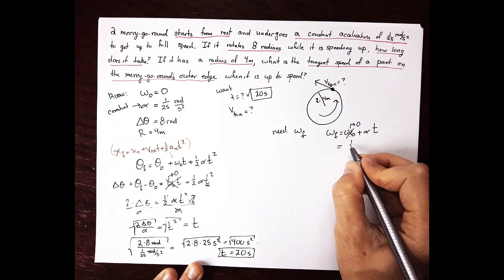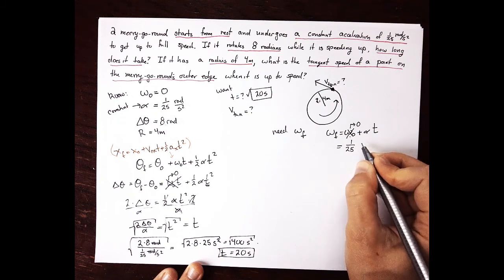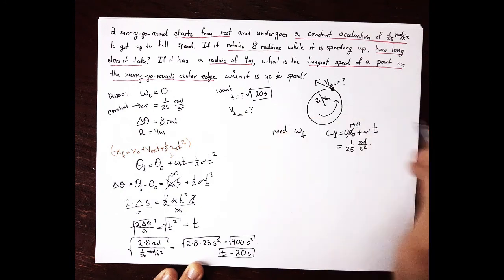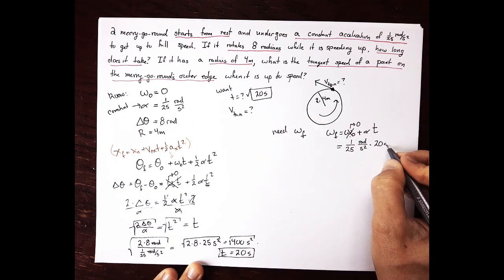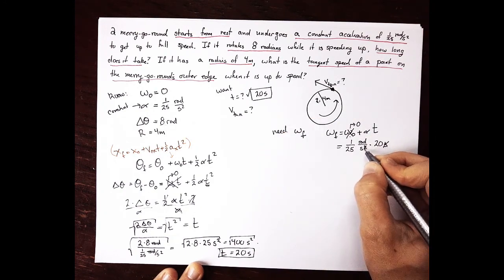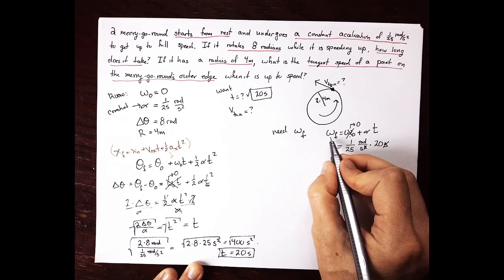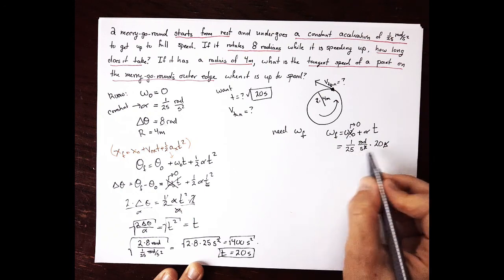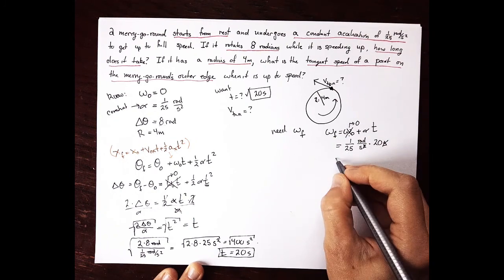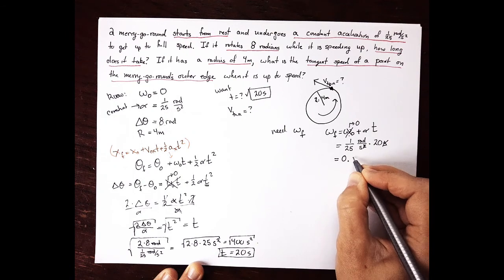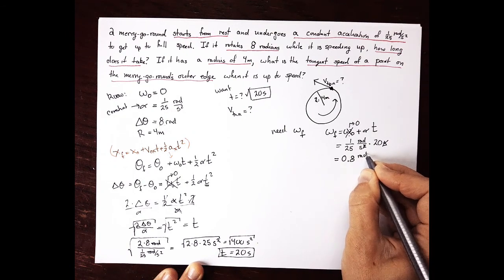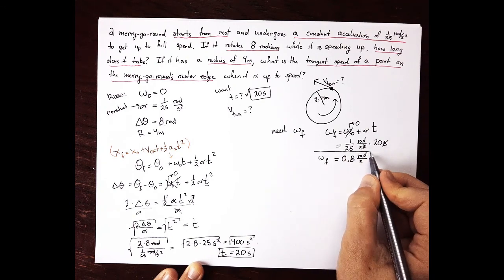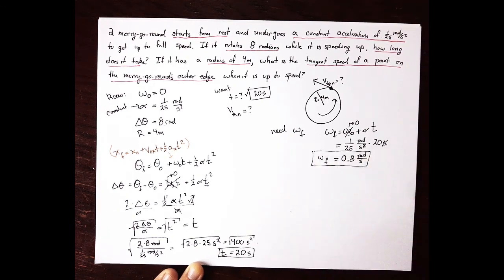The angular acceleration is 1 over 25 radians per second squared, and time we just solved for, it's 20 seconds. So one of the seconds cancels, we're left with just radians over seconds. That's the correct unit for omega, and then we got 20 over 25, which is the same as 4 over 5, which is the same as 0.8 radians per second. So that's its final angular speed.